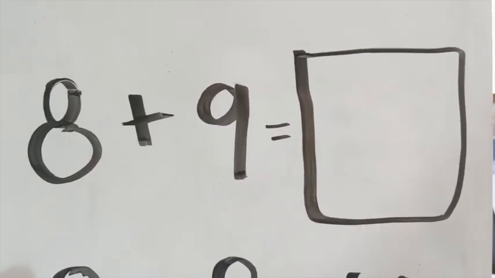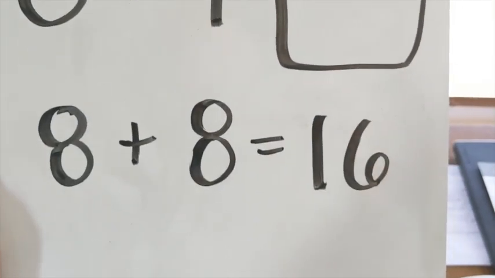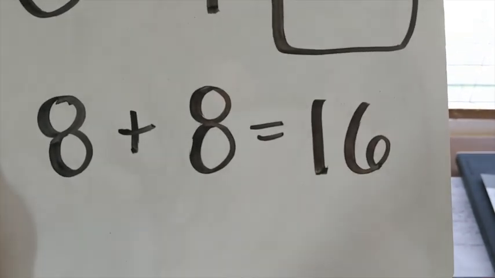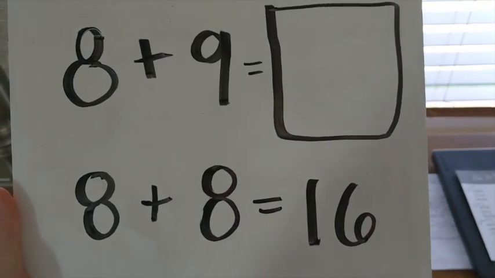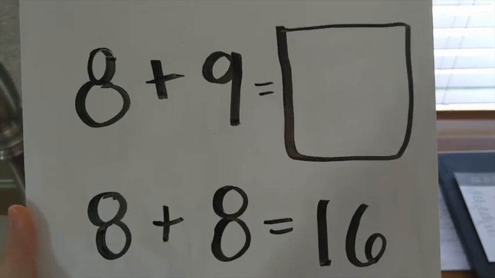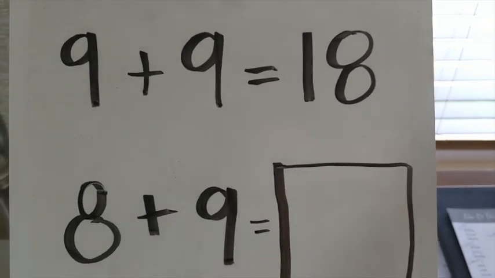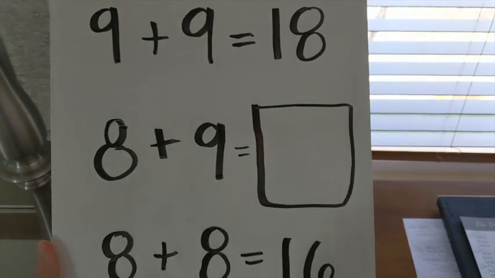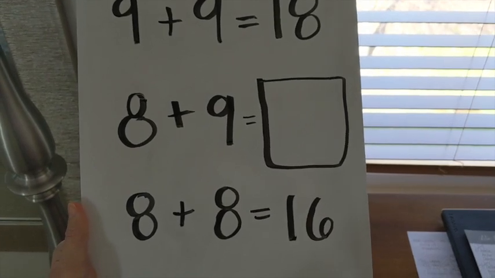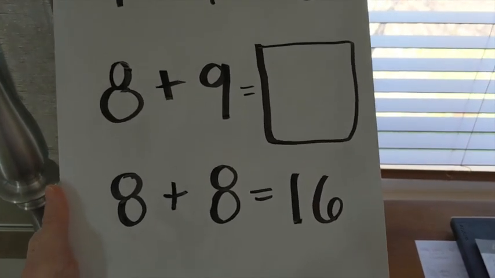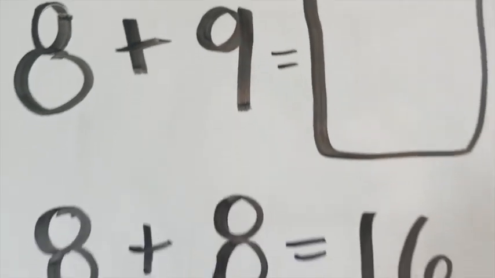So take a look here. We have 8 plus 9. Now, I want you to notice something about 8 plus 8. In your head, you should be able to say that 8 plus 8 is 16. And if you haven't noticed anything yet, what about 9 plus 9? If you know that 9 plus 9 is 18, because it's a doubles fact, are you noticing anything about 8 plus 9? Hopefully by now you can see that 8 plus 9 is just one more number than 8 plus 8.